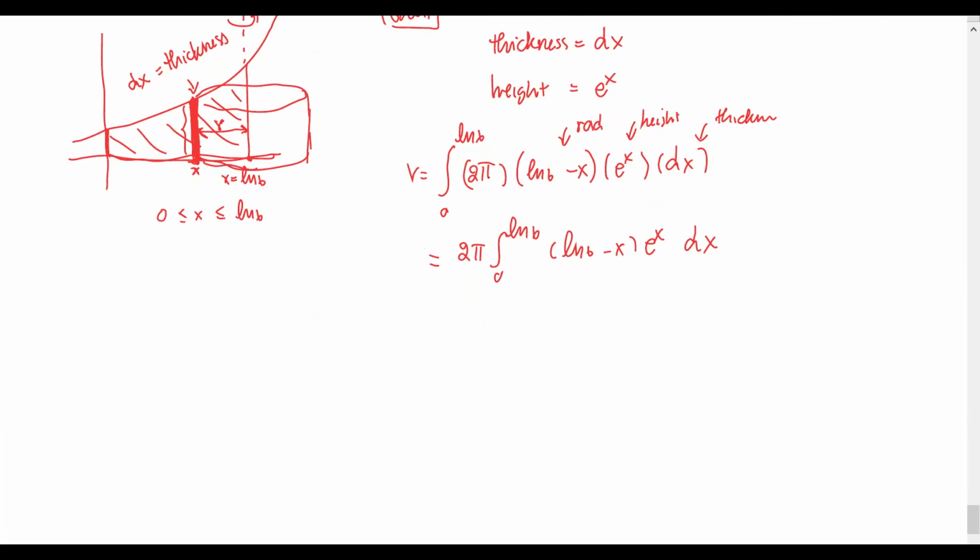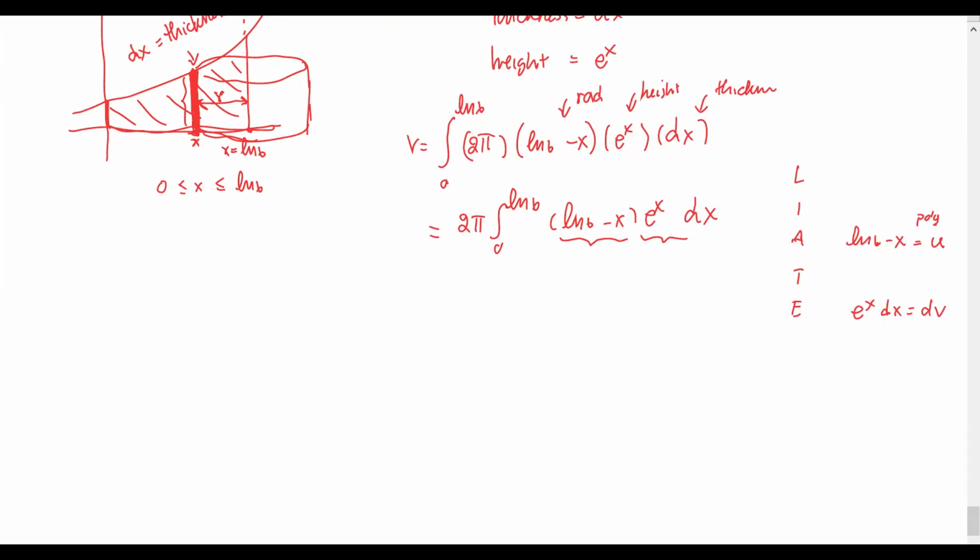Now we see the product of two functions. The first one is natural log 6 minus x. The second one is the exponential. Use the LIATE technique to identify the two types of function. Natural log 6 minus x is the algebraic, and e to the x is the exponential. The algebraic is the u, and this is a polynomial function. Exponential e to the x dx is the dv.